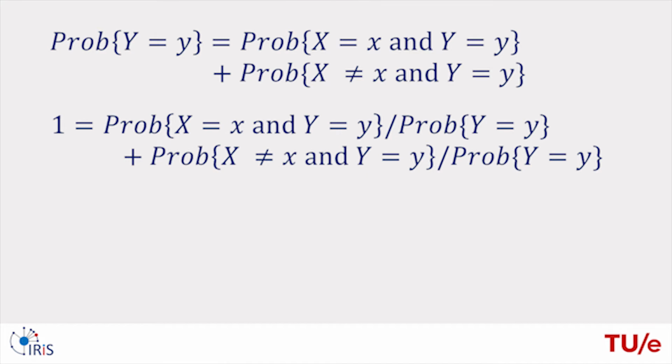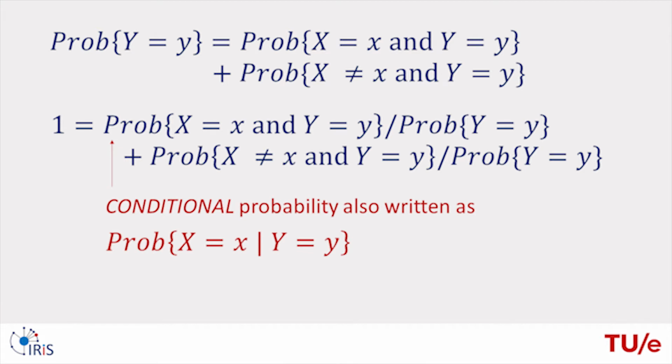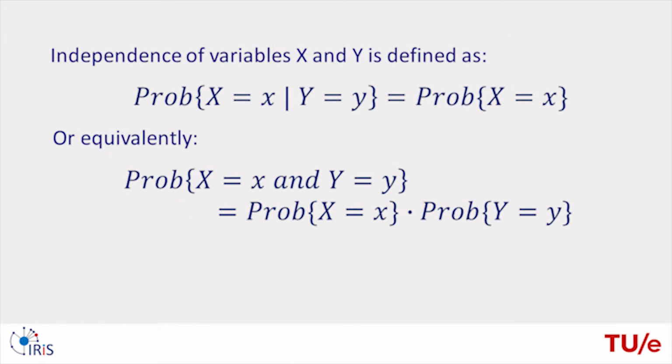The term on the left of this equation is called the conditional probability that x equals x given that y equals y. If x and y are independent, then this conditional probability should be the same as the probability that x equals x. After all, y doesn't have an influence. So, we can say that the stochastic variables x and y are independent when the probability that x equals x and y equals y is equal to the probability that x equals x times the probability that y equals y.